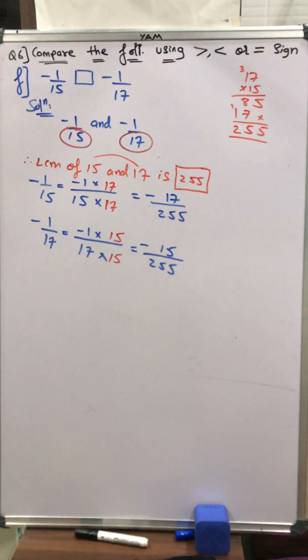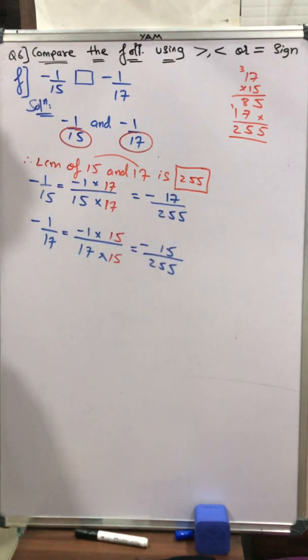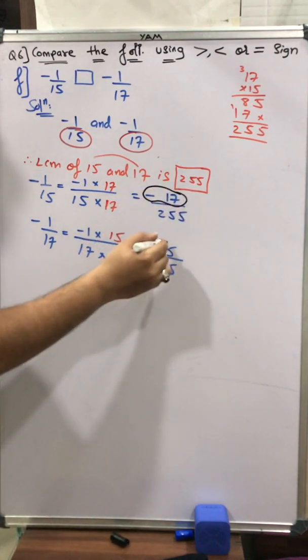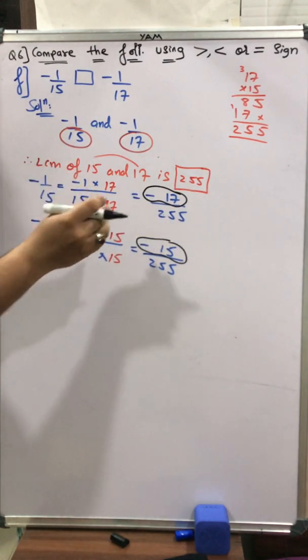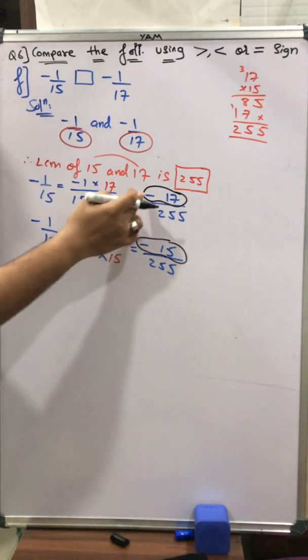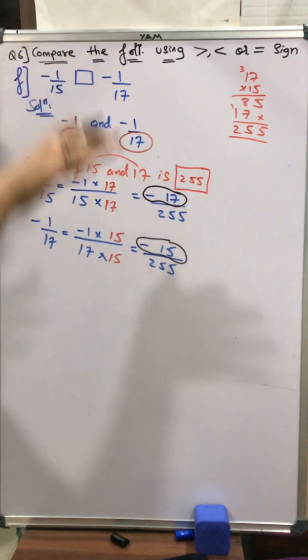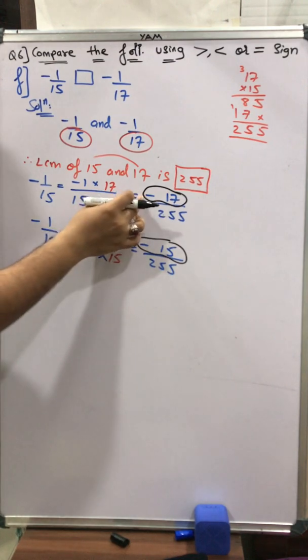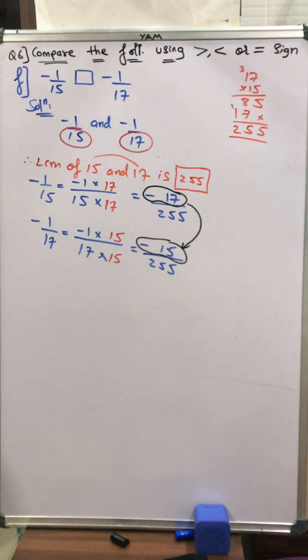Now students, here comes the case. We have made both the denominators equal. And here in the numerator, I'll highlight with black color. In the numerator, I have minus 17 and here I have minus 15. Students, it's minus. Be careful, pay attention. So minus 17 is small as compared to minus 15, because minus is there. For negative numbers, the greater the magnitude, the lesser the value. So minus 17 is small when compared with minus 15, and minus 15 is bigger because a negative number is there.